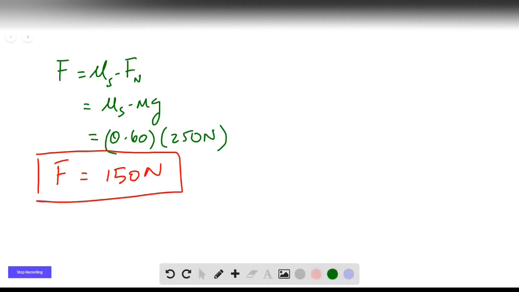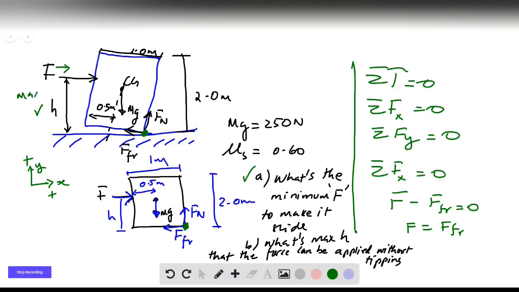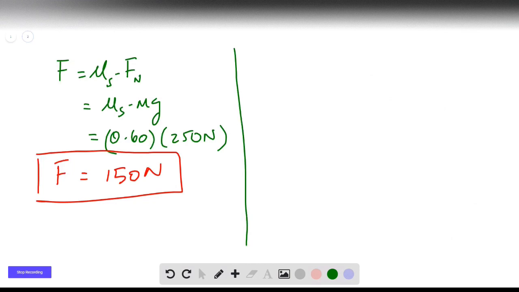The next part of the problem is what's the maximum height before it flips? This force is pushing towards the right, so relative to the pivot or edge, it's going to be clockwise and therefore negative. The weight, which is going downwards, is going to be counterclockwise, therefore positive. And so those are the two forces we're dealing with. The sum of torques around the pivot is 0.